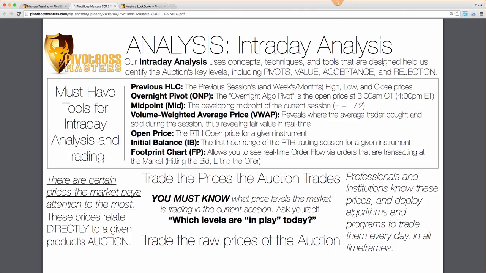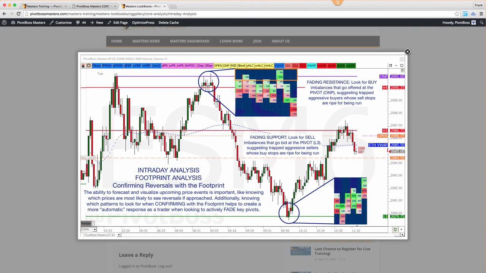So we always have to ask ourselves, which levels are in play today? Who's positioned where? Where are the stops if they're wrong? And that's really what intraday trading is all about. It's about hunting stops. So here's the first chart that we're going to look at today.